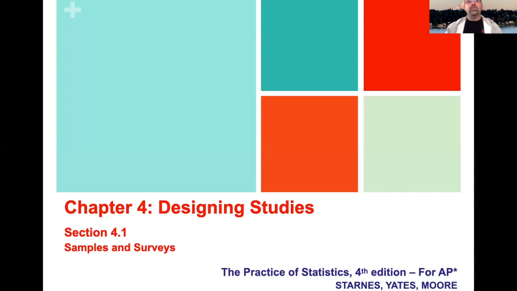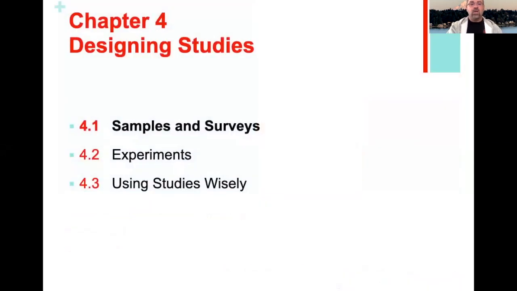Once we've decided to do a study, we have to decide how we are going to get data for our study. Chapter 4 begins with looking at different possible ways to do that and some of the problems that can arise as we go along. As you can see, there are 3 sections in chapter 4. We're going to do 4.1 today, and then our next video will do 4.2 and 4.3 as we start looking more into the language of experiments and using studies wisely.